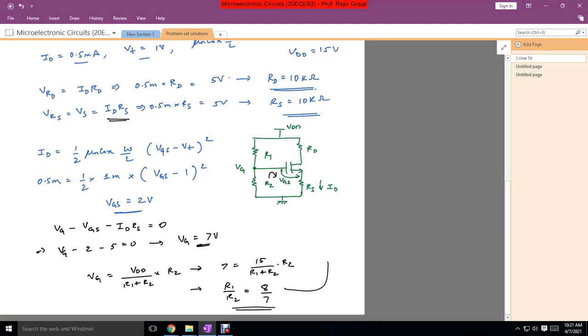From this, I told you earlier, since there is no gate current entering into the device, R1 and R2 values can be chosen in the order of megaohms. So it can offer high input impedance to the signal which is given here. If you look in this direction, it should offer high input impedance. Then I can select R1 to be 8 megaohms and R2 to be 7 megaohms.